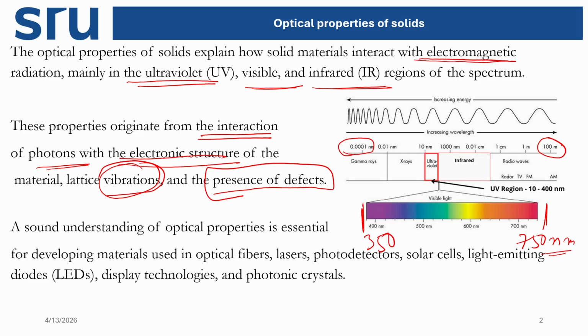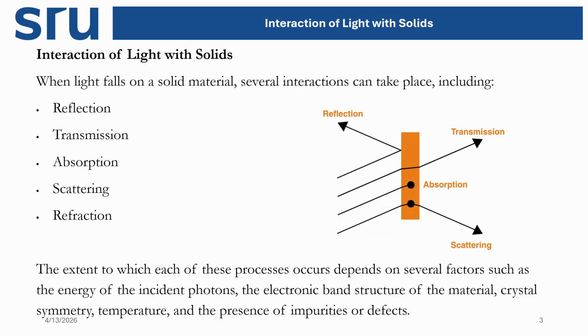And as the properties of the material change, it can be used for different purposes. For example, for optical fibers, lasers, photodetectors, solar cells, light emitting diodes, that is LEDs, display technologies, and photonic crystals. It can be used for different purposes by understanding these material properties. One by one we'll discuss these sections.